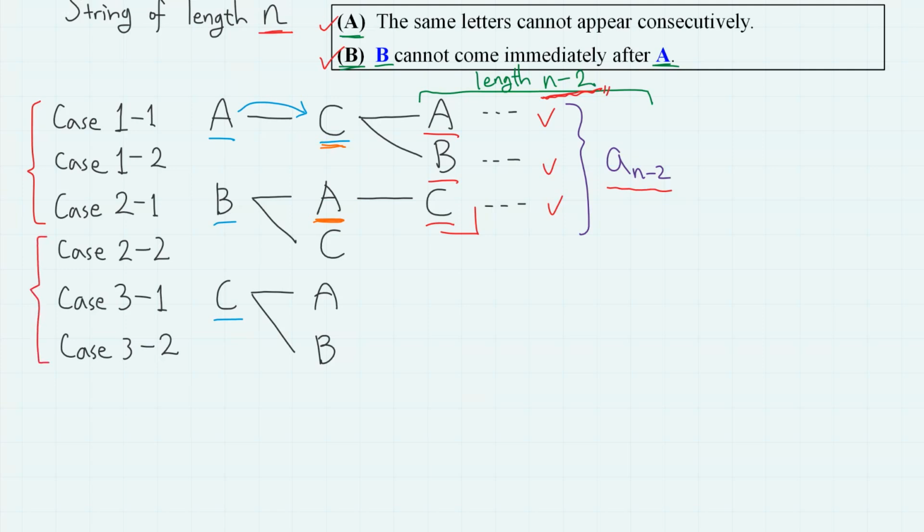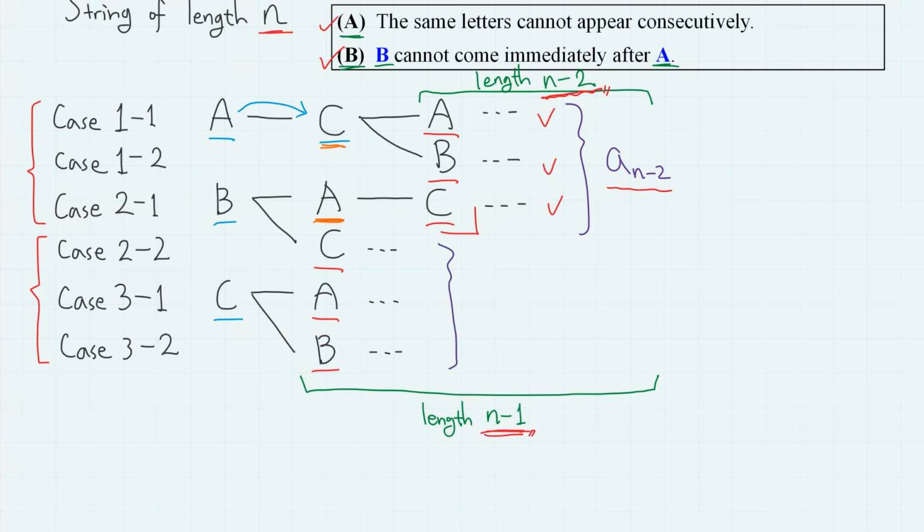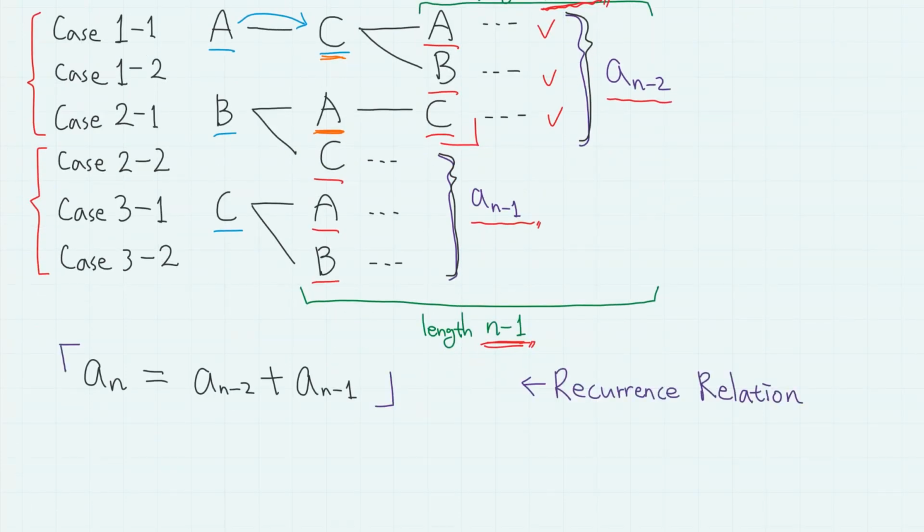Similarly, if you look at cases 2-2, 3-1, and 3-2, there are A, B, and C in the second place, meaning that these are all possible cases for length n-1. Therefore, the number of strings for these three cases simply add up to a_{n-1}. Therefore, the number of strings of length n, a_n, is equal to a_{n-2} for these cases plus a_{n-1} for these cases. And this is our recurrence relation for sequence a_n.